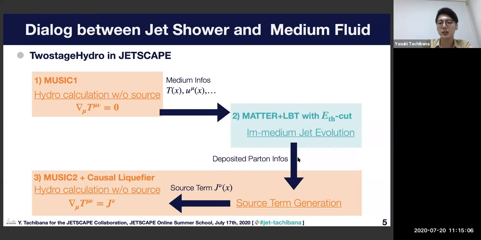The information of the deposit pattern is passed to the module which generates the source term, and then the source term is passed to the hydro module. That hydro module can then solve the hydrodynamic equation with the source term. By doing this, we can obtain the information of the jet shower and also the information of the medium evolution with the source generated for the partons in this in-medium jet shower. So this is the setup of the simulation we are going to do.